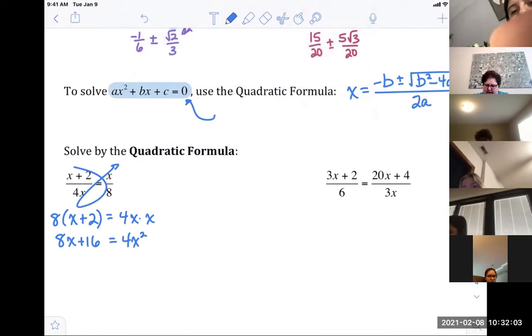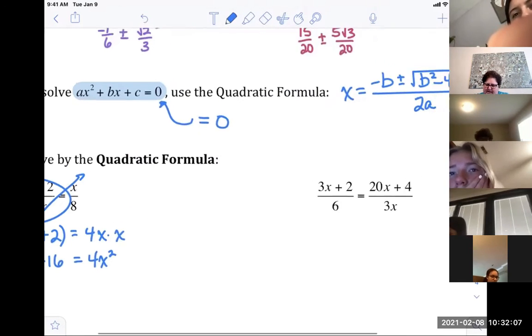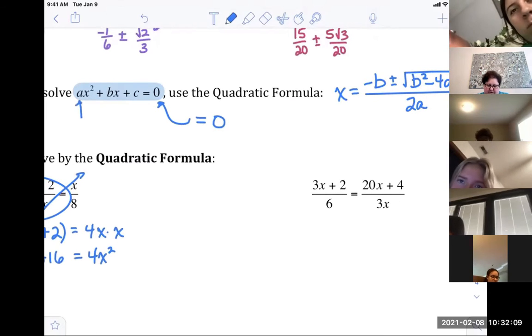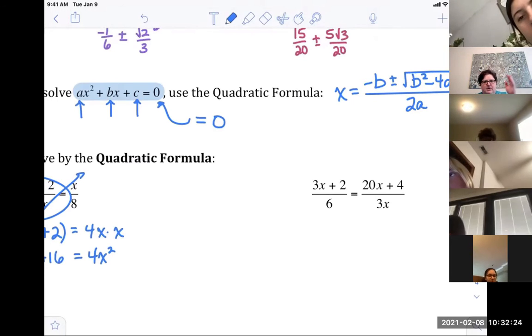Notice that it has to be equal to 0. And the a, b, and c in the formula refer to the number that's the coefficient of x squared is a, the number that's the coefficient of x is b, and then the constant is c. Okay, so the a, b, and c there is assuming that you've put it in what's called standard form, where you have the x squared term, then the x term, then the constant.